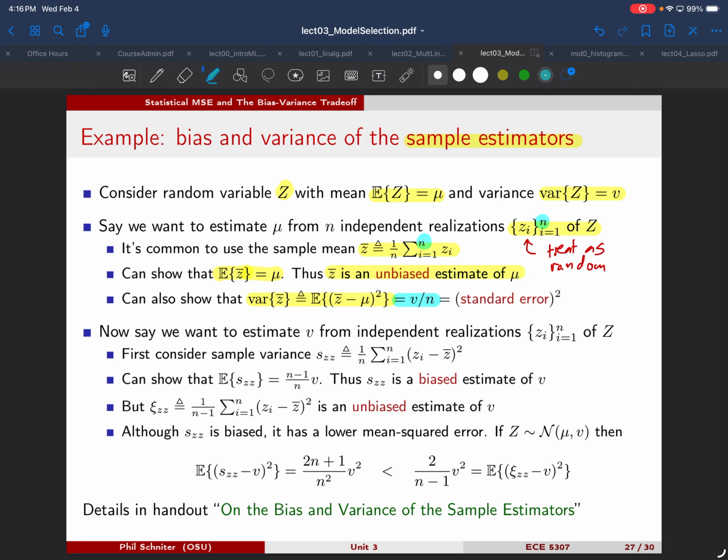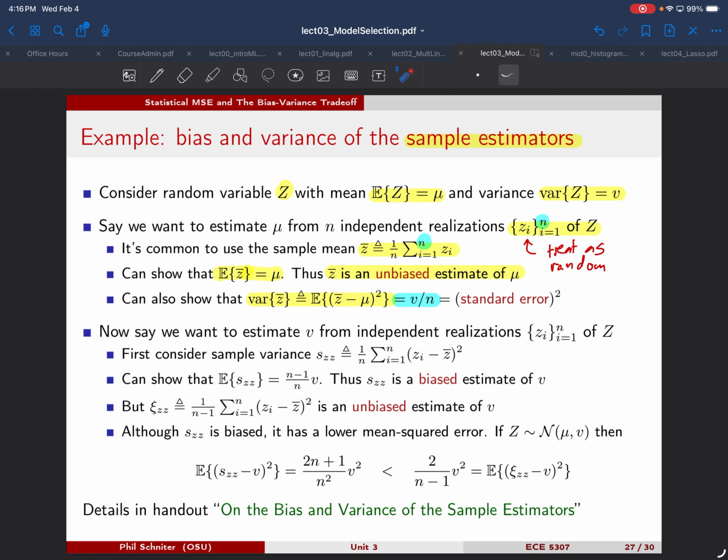Okay, and so this is also a very intuitive result. So if my random variable z itself has a very high variance, then when I average my samples, I expect that that average also has a high variance. So that is reflected in the fact that this variance is directly proportional to v. Okay, this is the variance in the sample mean estimate. This v is the variance in the original random variable.